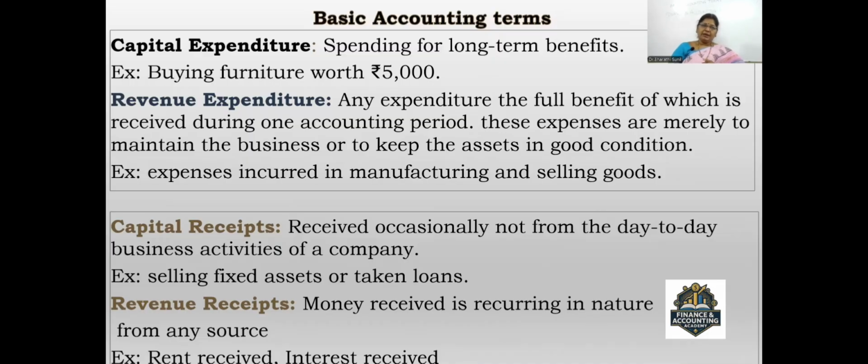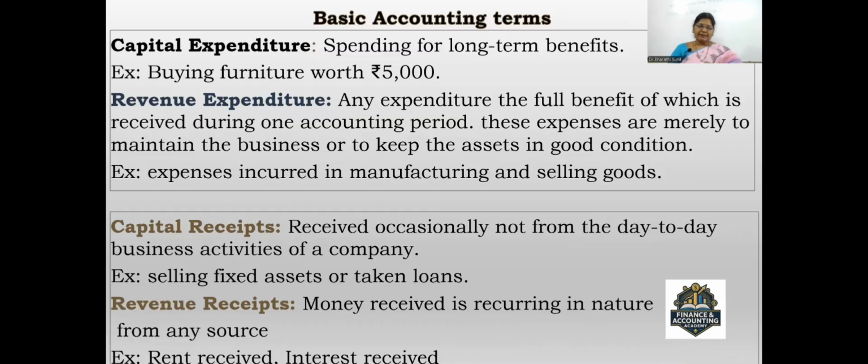In the same way, we all use coolers or AC or fans, right? When we are using them, we have to pay the electricity bill. So this electricity bill is called our revenue expenditure. Purchase of fan, AC, and cooler, what is that called? Capital expenditure. Is it clear to you?